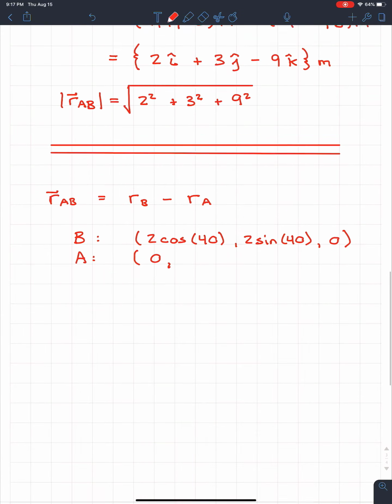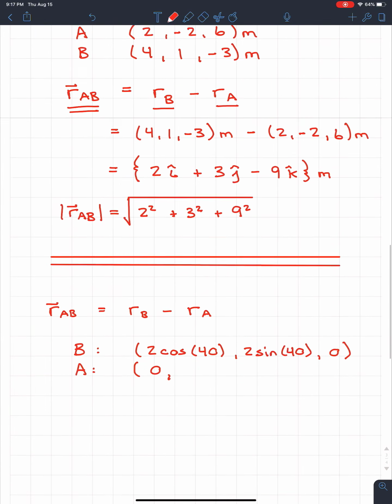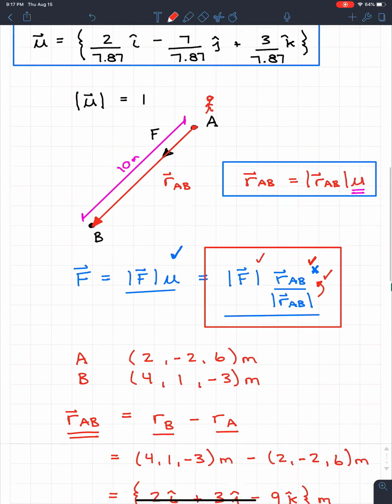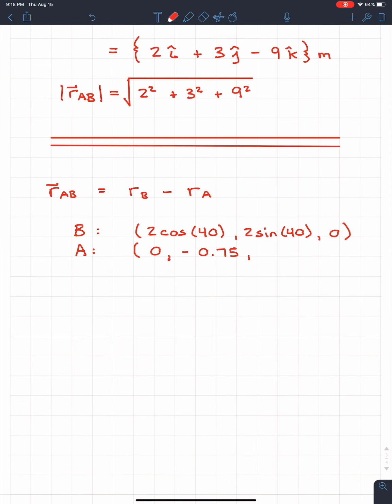Next, we want to see how far along it is on the y-axis. Since it's actually negative 0.75 meters, for the coordinate point we have to put negative 0.75. And finally, we want to see how high up it is, how far up from the z-axis this point is. We see that it is 3 meters above the axis. So our last coordinate here is going to be 3.